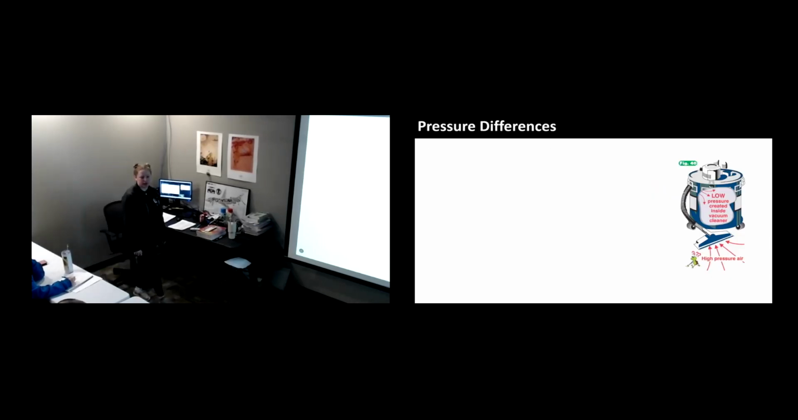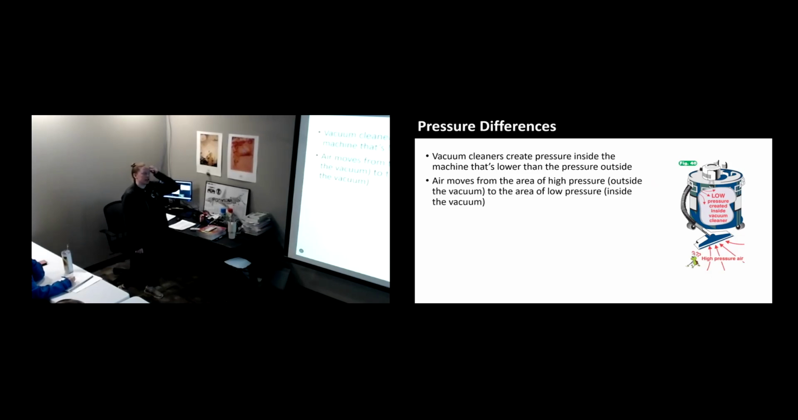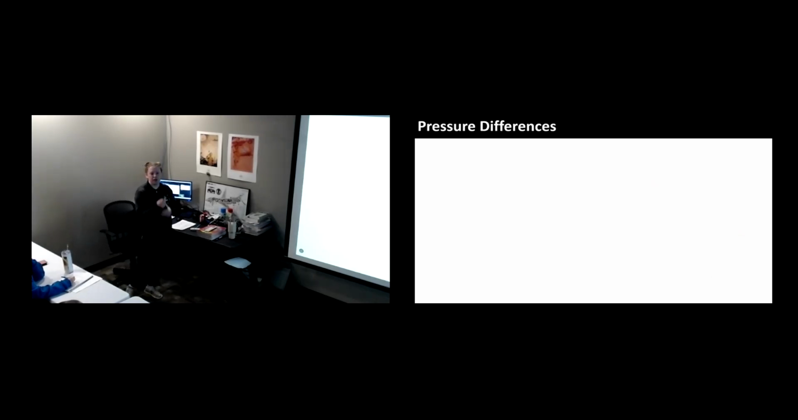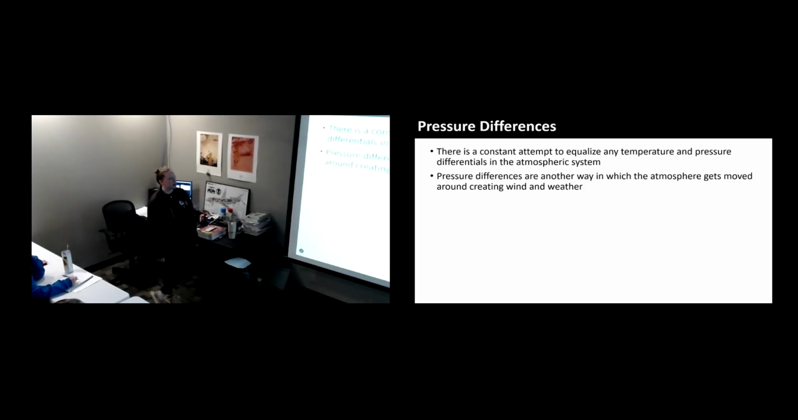Pressure differences, okay? Vacuum cleaners create low pressure on the inside, which is how it sucks things into the vacuum, right? Air moves from areas of high pressure outside of the vacuum to areas of low pressure, like inside the vacuum, okay? Remember, it's just the atmosphere trying to stabilize itself. It's never going to do that, but it's trying, okay? There is a constant attempt to equalize any temperature and pressure differences in the atmosphere. The pressure differences are another way in which the atmosphere gets moved, creating wind and weather.